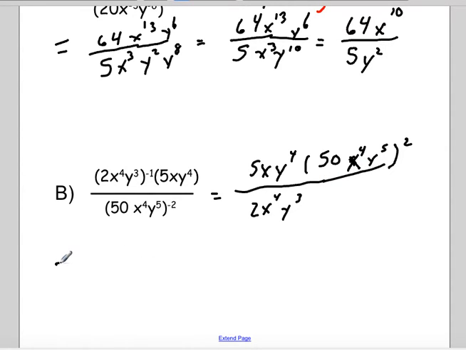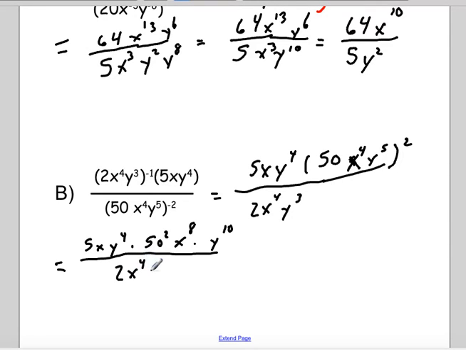So working that one through, we get 5x y to the 4th. And then we've got 50 to the 2nd power. We've got x to the 4th to the 2nd, which becomes x to the 8th. Power to a power, we're going to multiply. Y to the 5th to the 2nd becomes y to the 10th. And then we've got 2x to the 4th, y to the 5th.